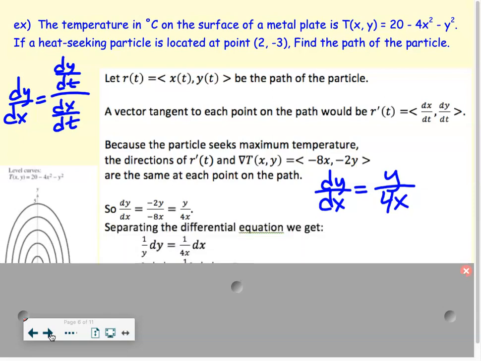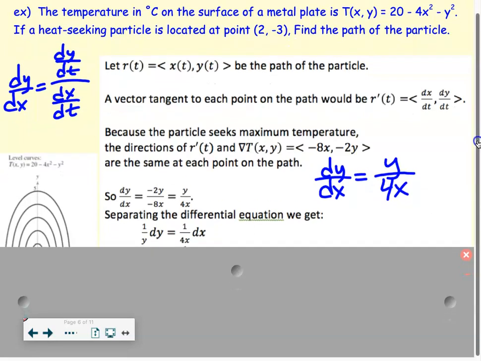I'm just going to show you the setup. So when we separate the differential equation, we get 1 over y dy equals 1 over 4x dx. I want you to take a minute, integrate both sides, and see what happens.